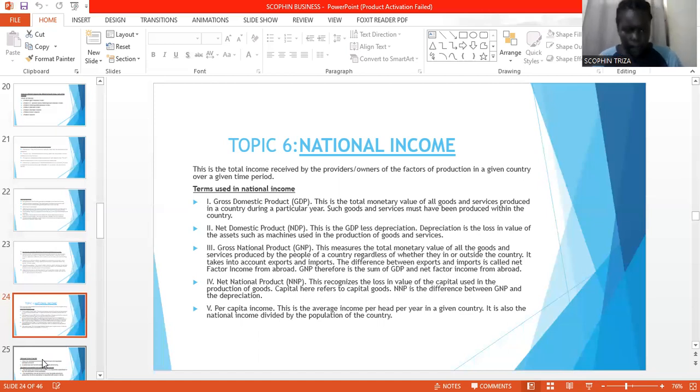The last term here is per capita income. It's the average income per head per year in a given country. It is also known as the national income divided by the population of the country, since it's done per head.